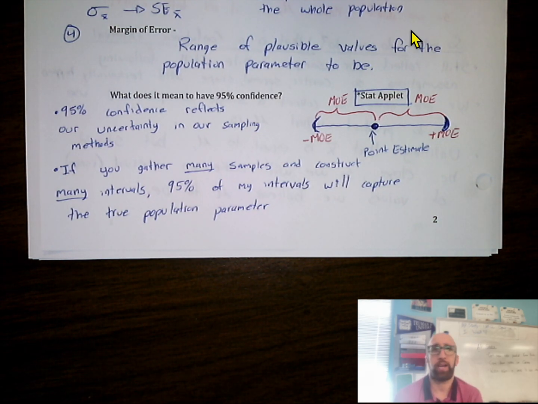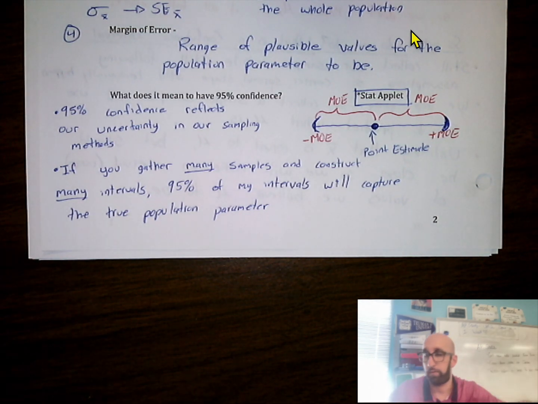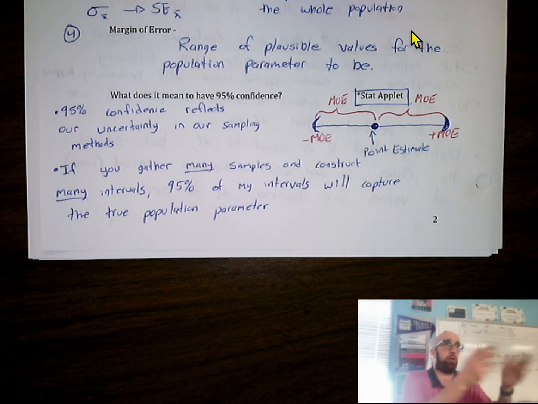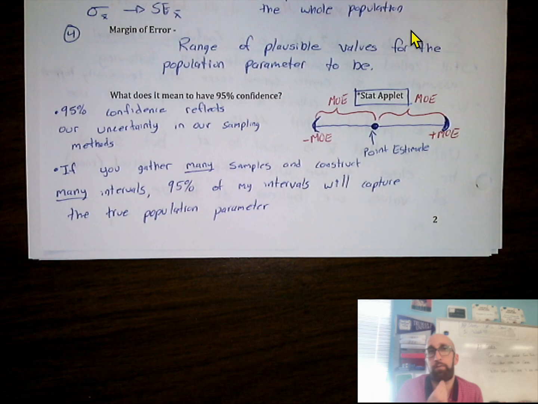If I went back to that fishing analogy with throwing a net over a lake and trying to capture a fish, 95% confidence would be if I go out there all day, throw a net, see if I got a fish. Go somewhere else, throw a net, see if I got a fish. Throw a net, see if I caught a fish. The idea of 95% confidence is that 95% of the time I threw those nets out there, I caught the fish, which means some of the time I didn't, okay?